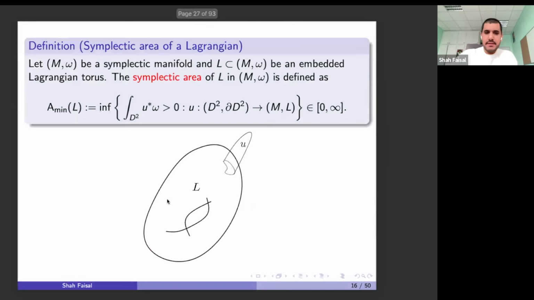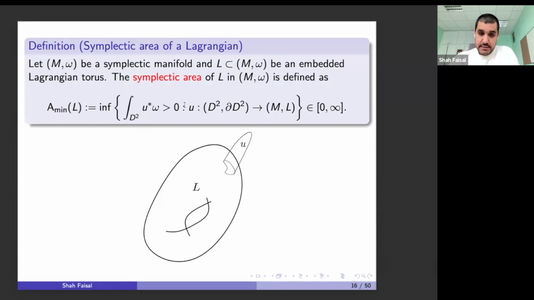Right. Next, I define the symplectic area of a Lagrangian. Take a smooth manifold L, which I assume to be a torus, but it could be anything. Then the symplectic area we define as follows: you look at smooth disks in M with boundary on L, and you consider only those which have positive symplectic area, and then you take the infimum over that number, and that number could be 0 or plus infinity. Well, if you have no such disk, then it's plus infinity.